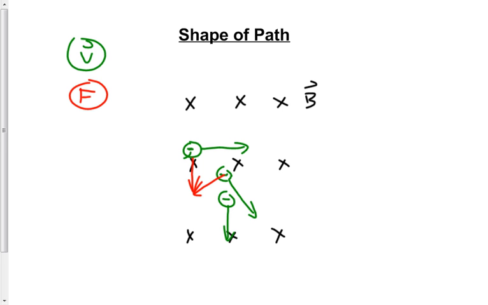So now it's going straight down. Let's find the force. Thumb particle, fingers field, palm points to the left. Magnetic force is to the left. Now where's it going? Going down this way somewhere. Thumb points in the direction of the particle. Fingers points in the direction of the field. Palm points up and to the left.